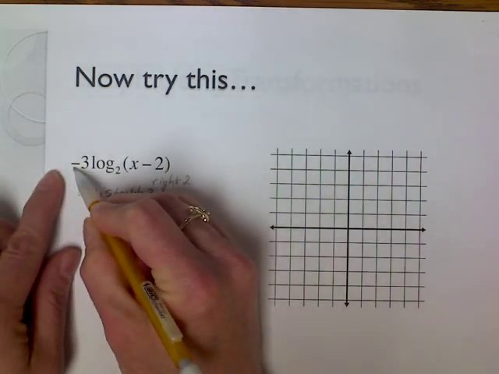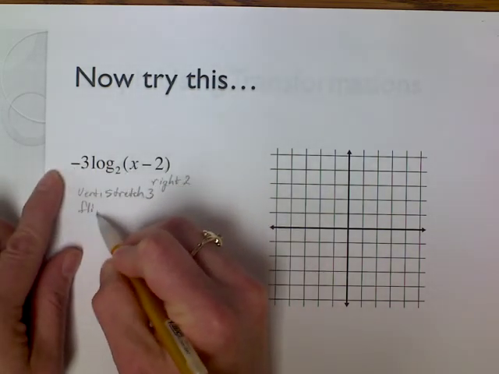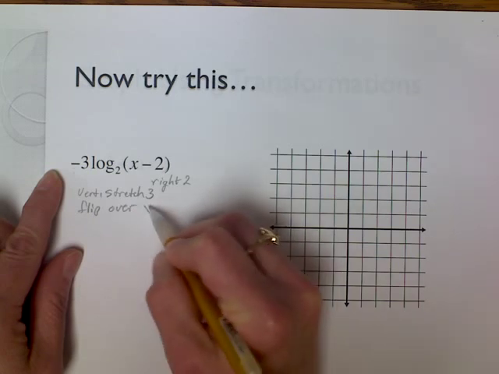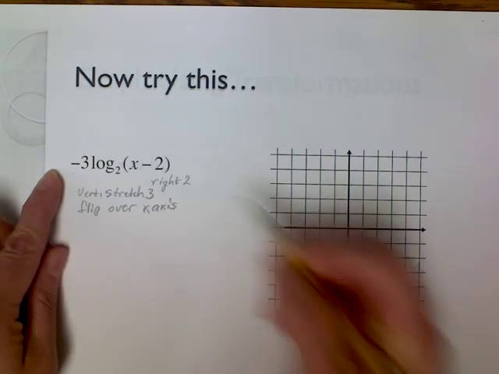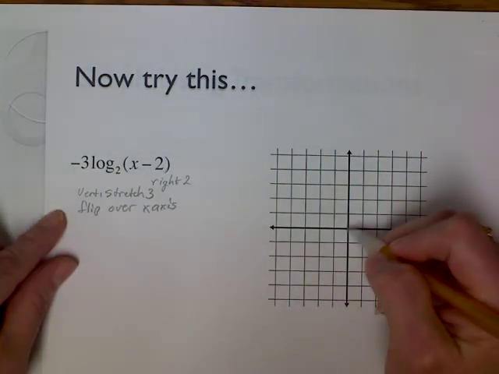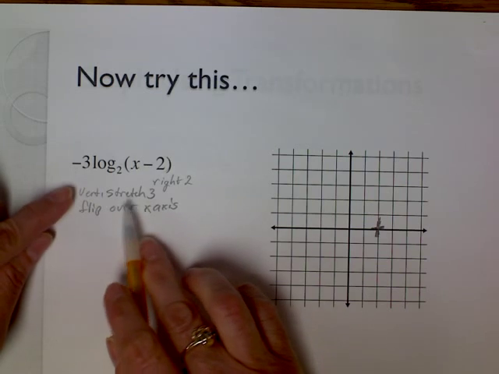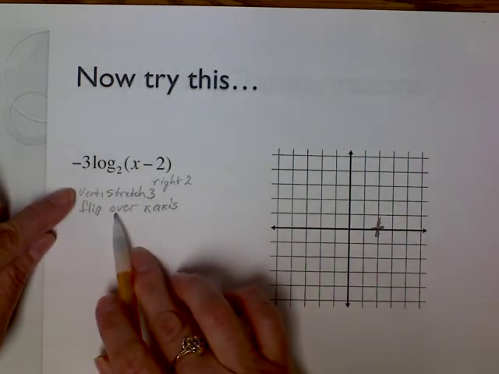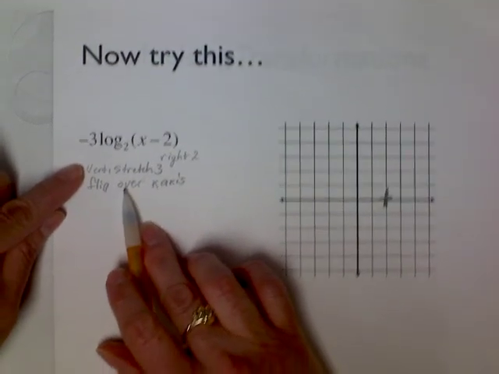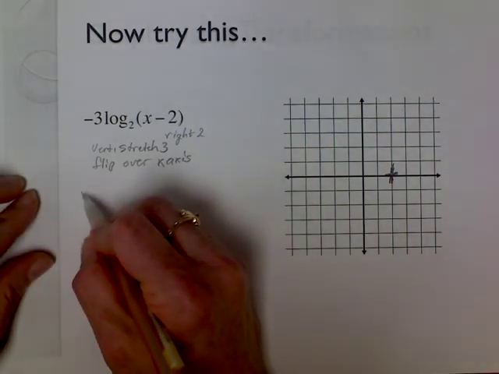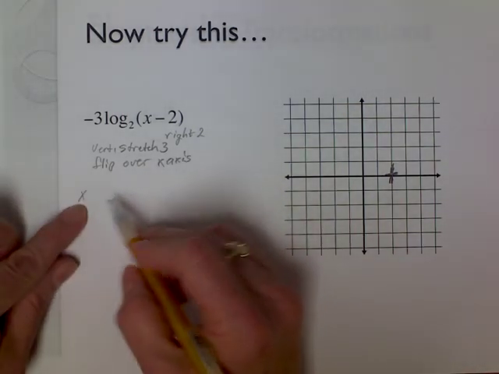And the negative flips over the x-axis. Okay, so I'm going to take my origin and move it to the right 2. There's my new origin. Okay. In order to take care of these things, though, we're going to have to do some other stuff. So let's go and make our table.